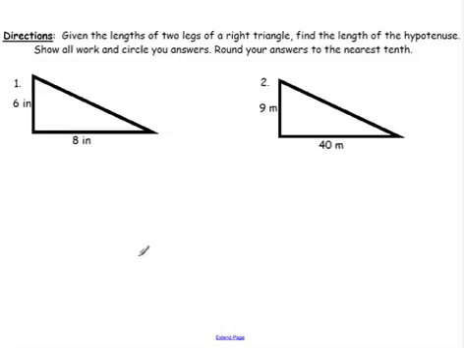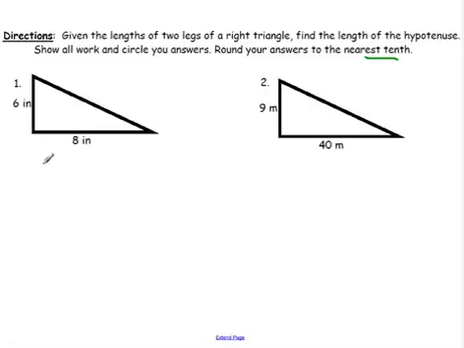It says, given the lengths of the two legs of the right triangle, find the length of the hypotenuse. So we're going to start with this. In future lessons, we're going to work backwards: given the hypotenuse and one of the legs, find the other leg. We'll work with this later. They'll say to show all your work and circle your final answers. Round your answers to the nearest tenth, if necessary. A lot of times we'll get an exact answer, and sometimes we'll get some sort of decimal.